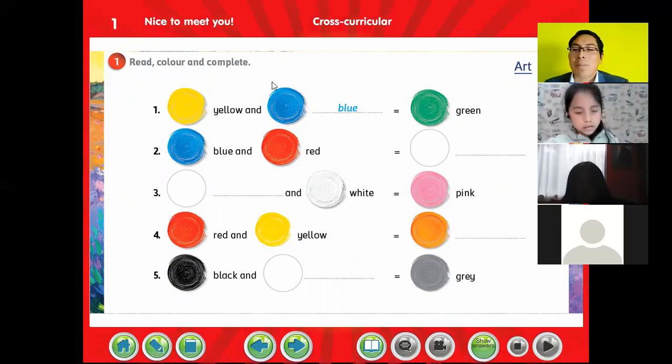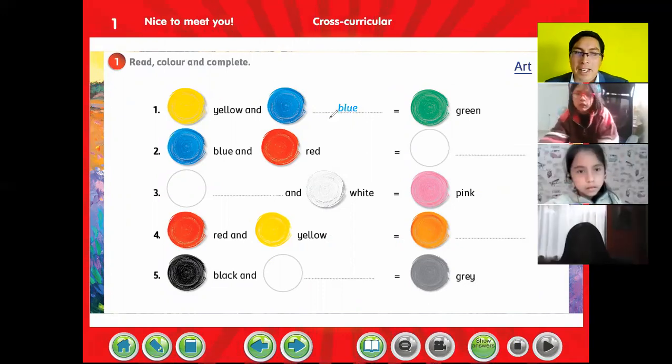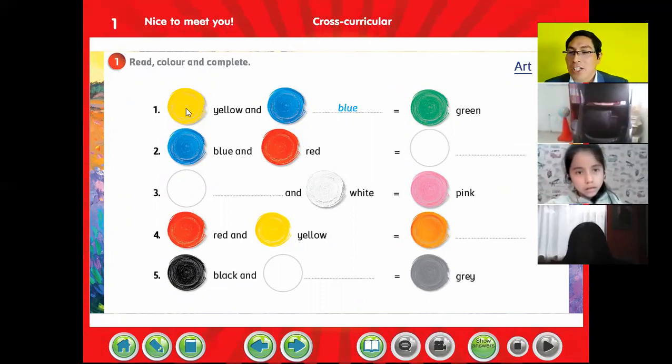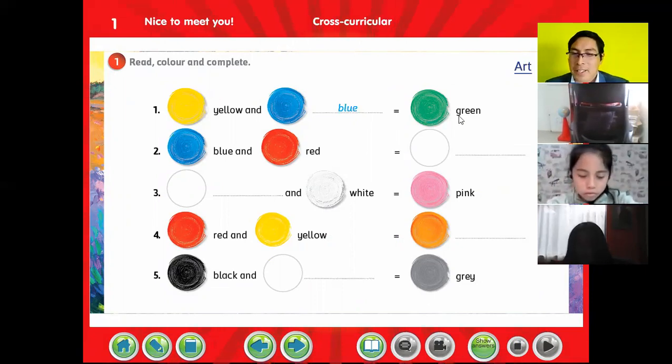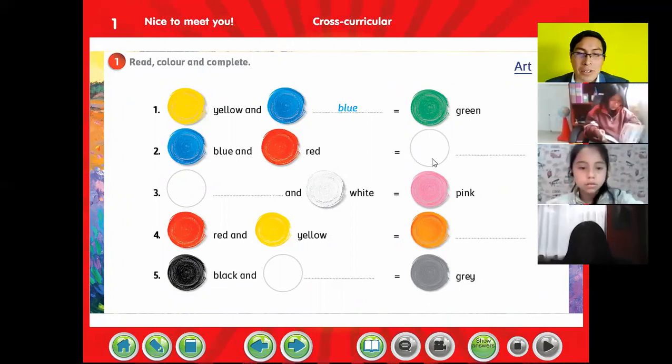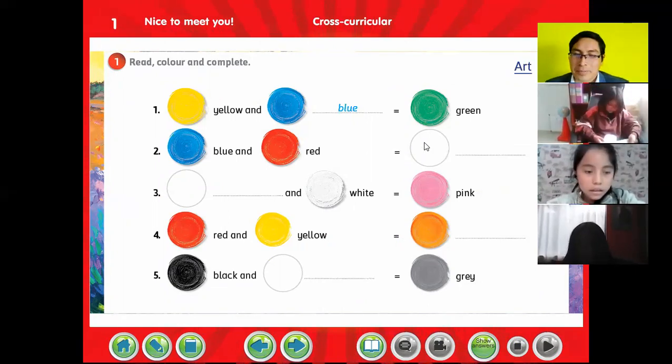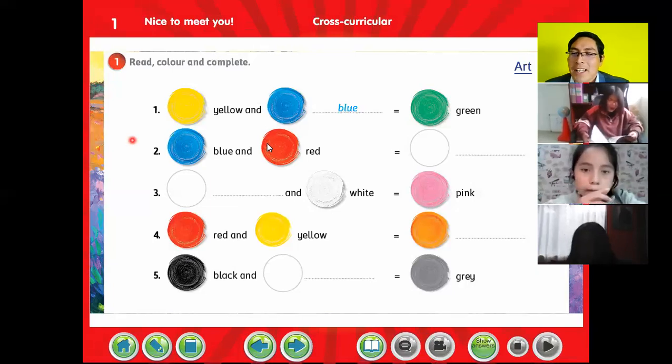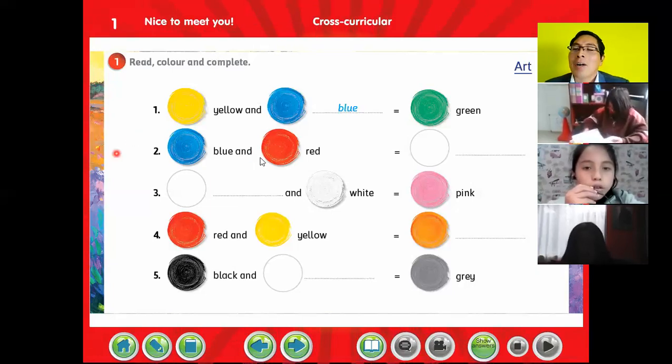Pay attention. Let's complete very fast. Number one, this is the example, no? Yellow color and blue color make green. Blue color and red color make what color? White? No. When you mix the blue... Purple. Good. My friends, repeat.